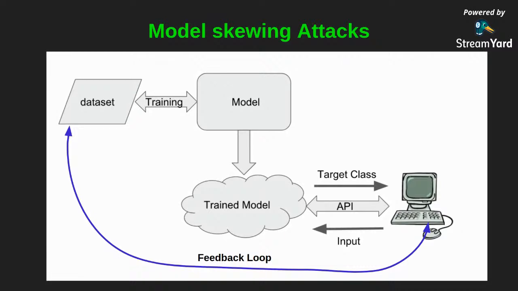Next we'll have a look at model skewing attacks, where most ML applications have a feedback loop from the user, where the user can make entries in the dataset by clicking some buttons. Taking the case of a spam classifier, you can have a button where, when clicked, the user can say that this message does not belong to spam, put it in my inbox. These kinds of feedback loops can be abused by attackers to make changes in the dataset and poison it. And if that dataset is used to create a model, then obviously you have a skewed model, which is what is intended by the attacker. So here the attacker is poisoning the dataset and generating a skewed model.